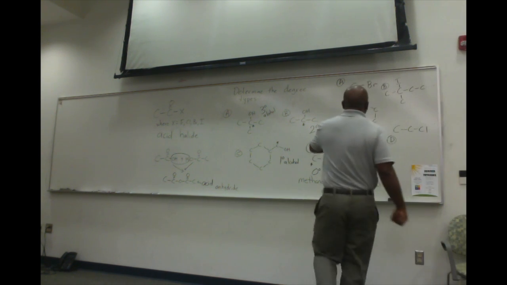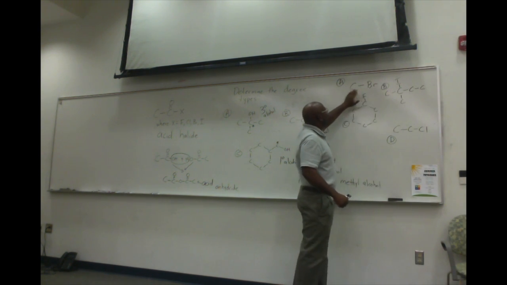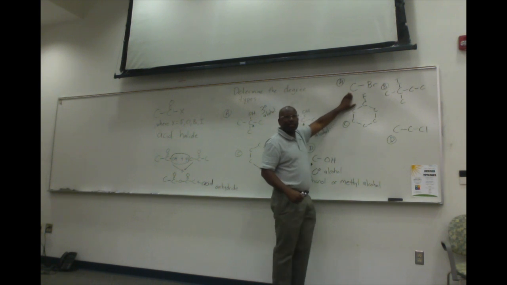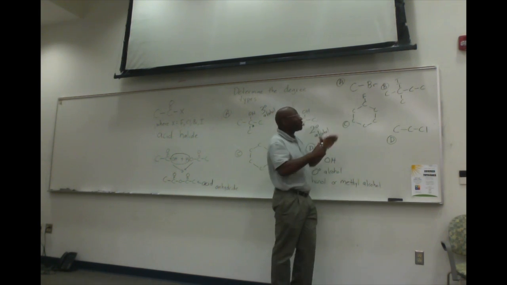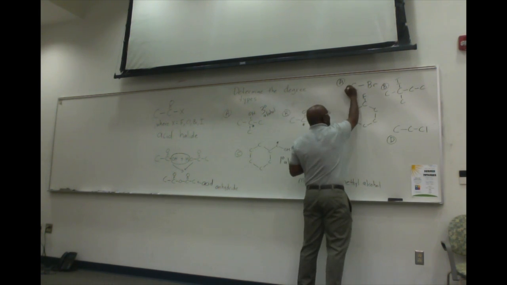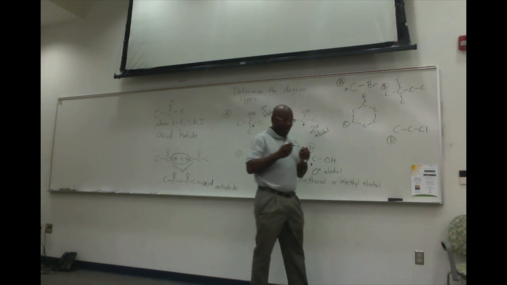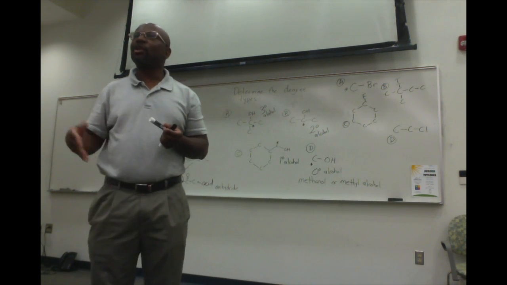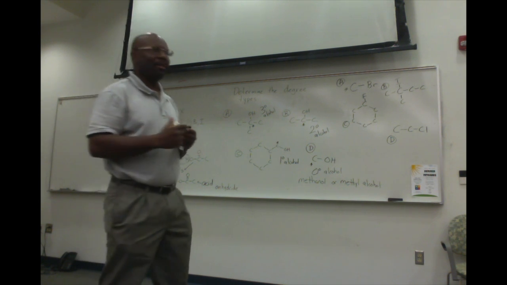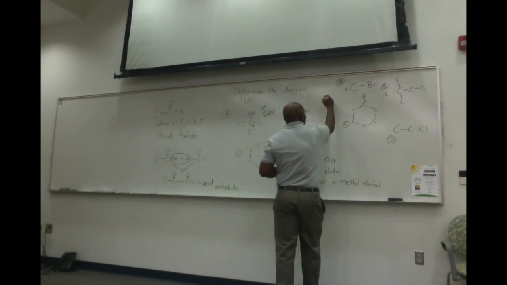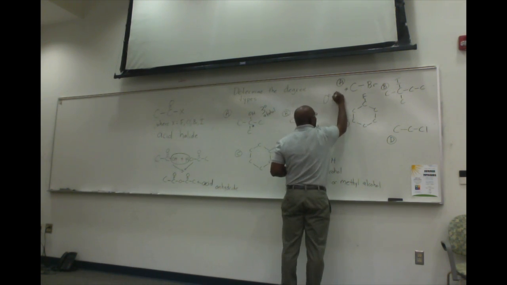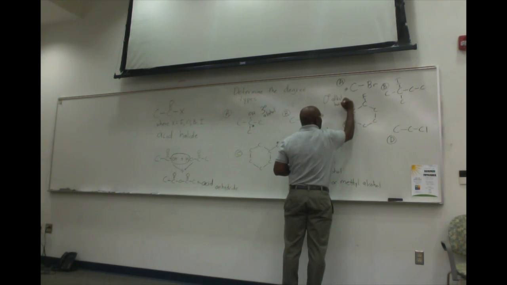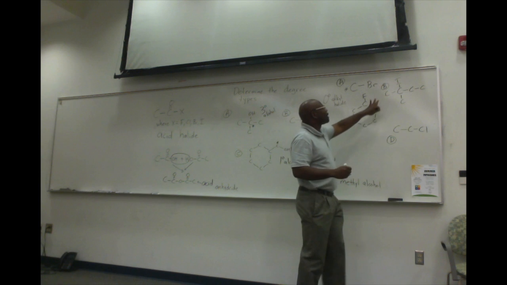So the first thing we do is find our bromine. We're going to find the carbon that the bromine is directly attached to, and put a star beside that carbon atom. How many carbon atoms are directly attached to the starred carbon atom? 0. There will be a 0 degree alkyl halide. Looking at B.